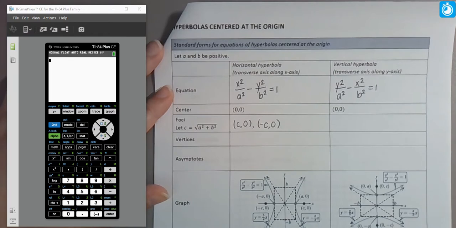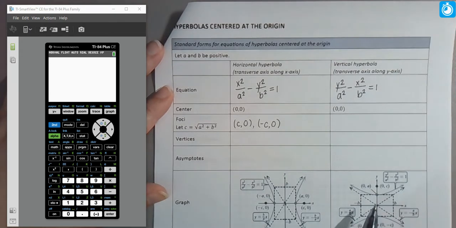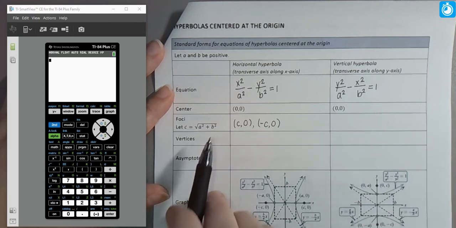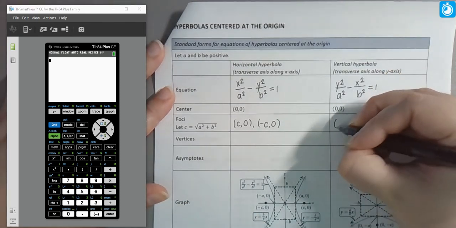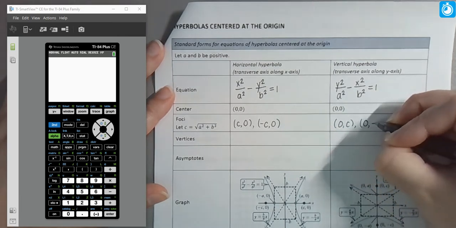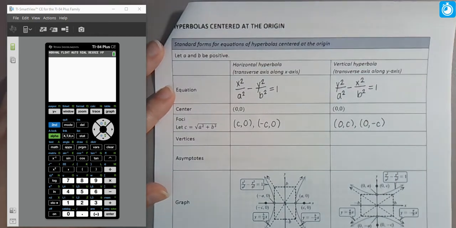if we're talking about a horizontal hyperbola. Now, if we're talking about a vertical hyperbola, we're looking at foci that are above and below our center. So c units above, c units below, which means we're keeping the x value constant, and then we're adjusting the y value using this value of c, which means our foci have coordinates 0, c, and 0, negative c. And this looks the same as it does for an ellipse. It's just a different value of c. We're finding c in a slightly different way.